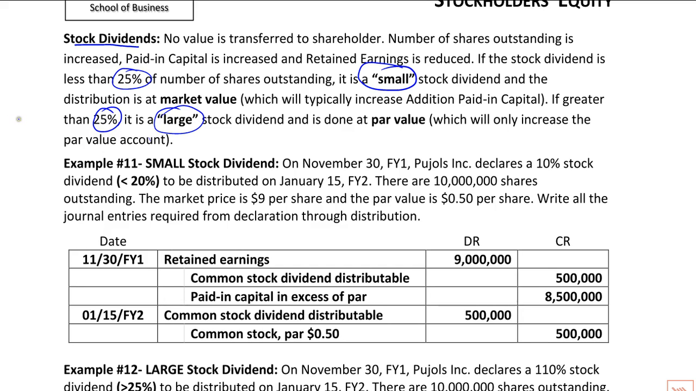25% of what? 25% of outstanding shares. So, for example, if a company has 100,000 shares outstanding, a 20% stock dividend means they're going to issue on a pro rata basis. Pro rata means everyone gets a proportional number of shares. So, if I own 1% of the shares before, I'll own 1% of the shares after.